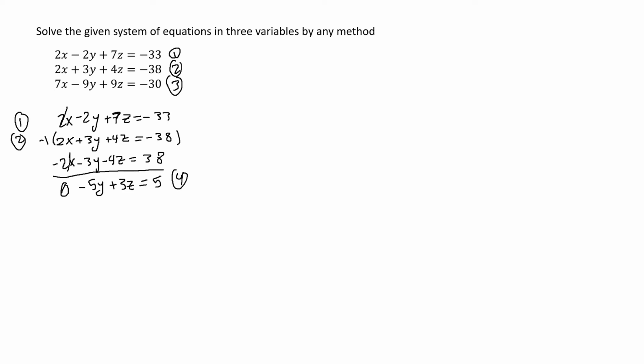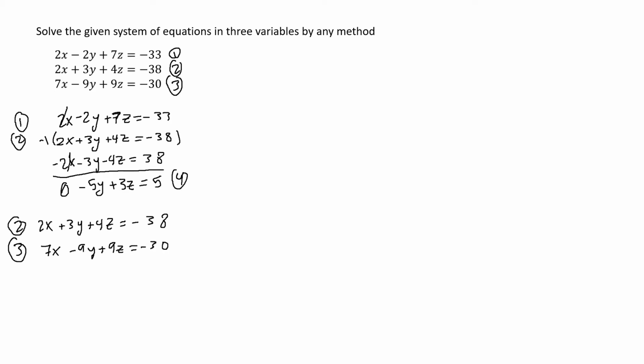Now for the second one, we can take any two combinations, but they cannot be the same. So we cannot take the first and second equation again, but we can take, for example, the first and the third, or the second and the third. Here I'm going to take the second equation and the third equation. So 2x plus 3y plus 4z is equal to negative 38. The third equation is 7x minus 9y plus 9z is equal to negative 30.